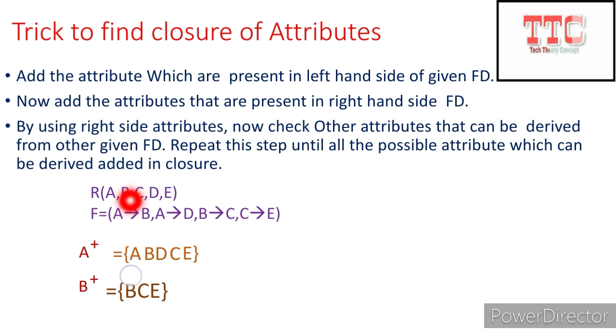In this way, you can also find the closure of attributes C, D, E as well as combinations of these attributes like A, B, B, C, D, E, A, B, C, B, C, D, etc. In our next video, we will see how we can find the number of candidate keys present in a relation.